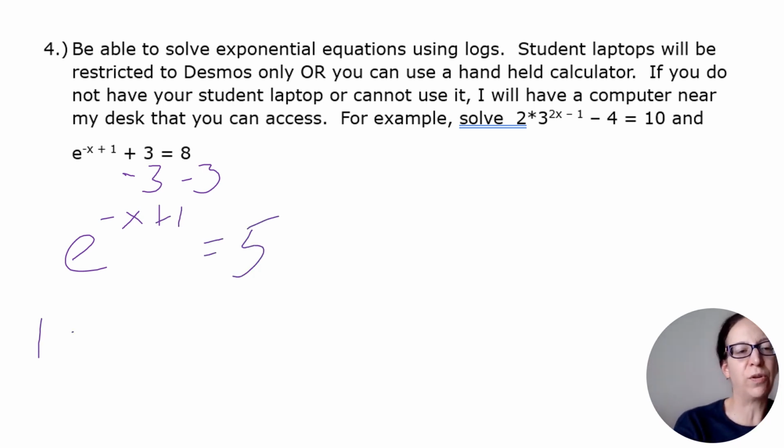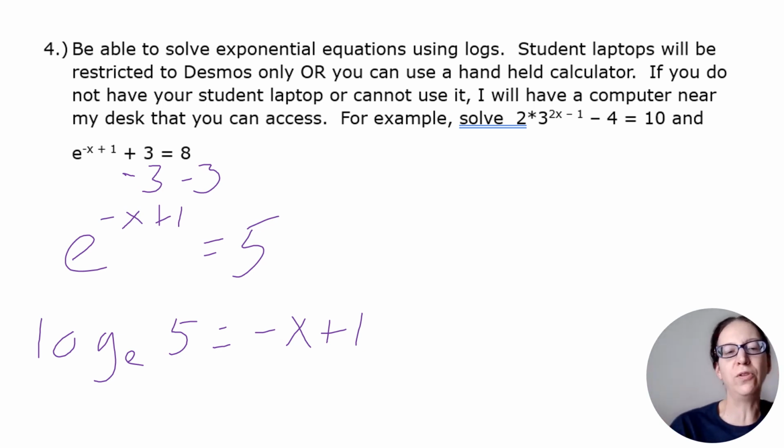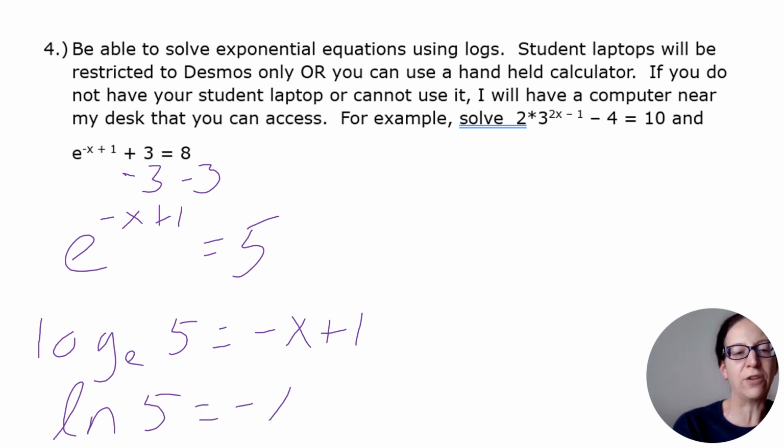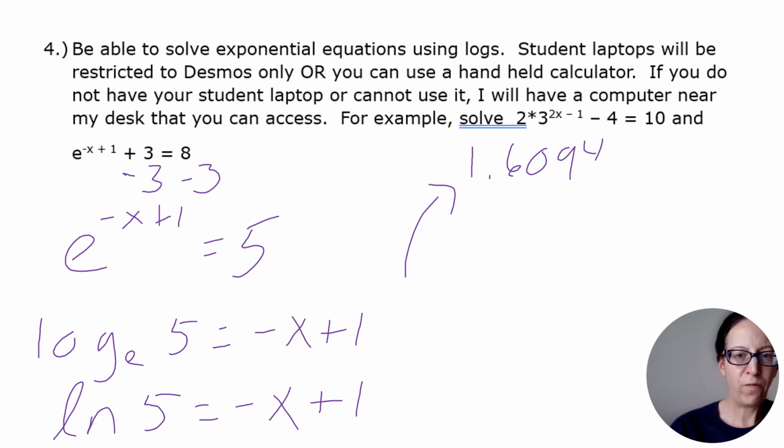And then we'll change it over to a log. Now you can do log base e of 5 is equal to negative x plus 1. And if that step is kind of losing you, then you know you need to go back and rewatch the video where we introduced it. And remember that log base e is just a natural log. So I am going to type in natural log of 5. And that is going to give me 1.6094 is equal to negative x plus 1.